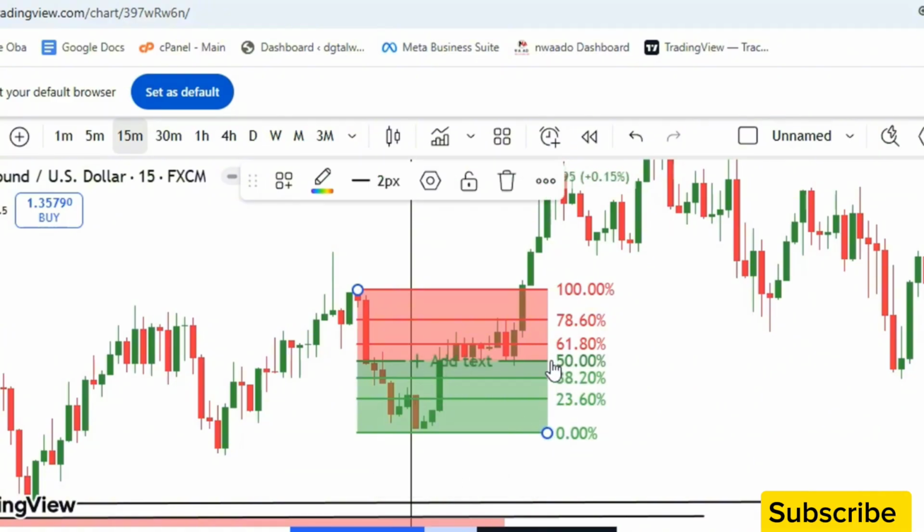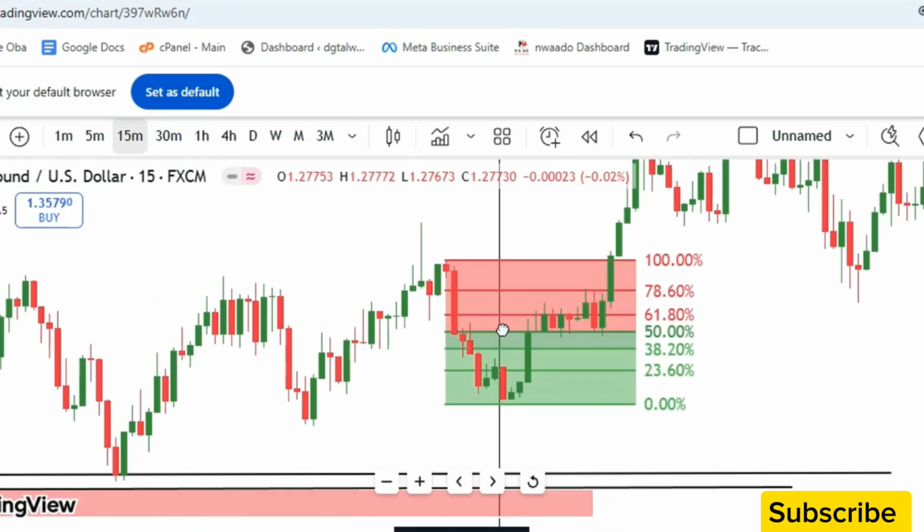50% level, and everything below 50% is discount. And as you can see, our fair value gap is below the 50% level, right? It's in the discount area. So it's an indication that we can go long.